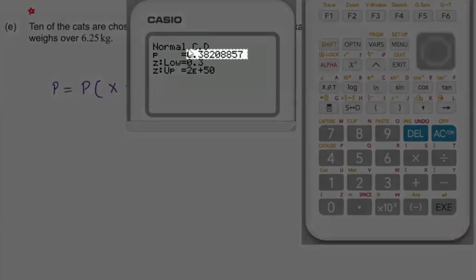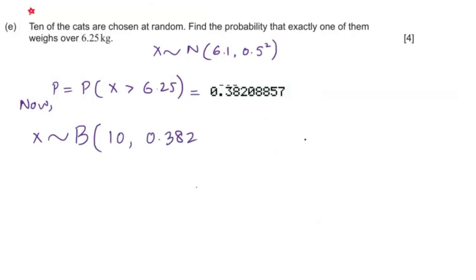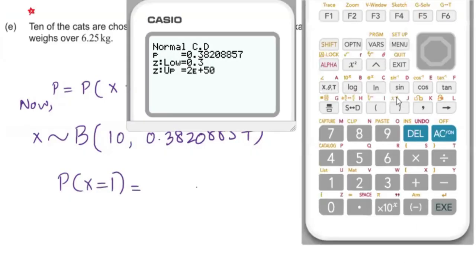Let's copy it, the probability of success. So it's a 4-mark question. Now listen to this carefully. X follows a binomial distribution, you can write, with number of trials 10 and the probability of success 0.382088857. And we need the probability that exactly one of them weighs over 6.25, right? So probability X equals 1. Let's go to the graphing display calculator and get the answer.